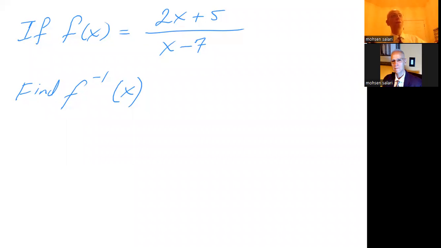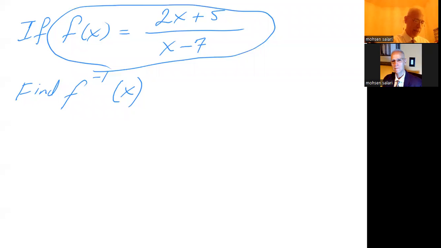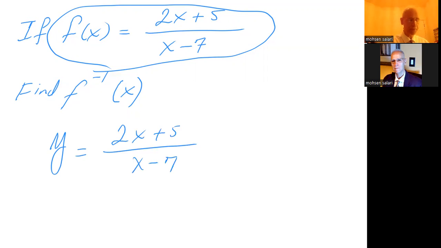So in this video, we want to find f inverse of x. Notice that for f of x, I have 2x plus 5 all over x minus 7. And so how do we find the inverse of a rational function like in this example? The first thing that we need to remember is that f of x equals this is, in fact, the same thing as saying y equals 2x plus 5 over x minus 7.